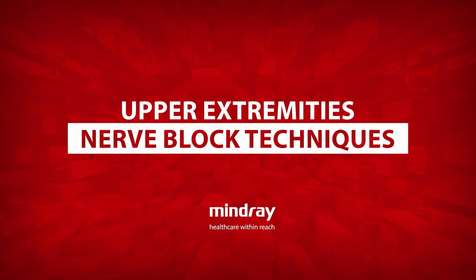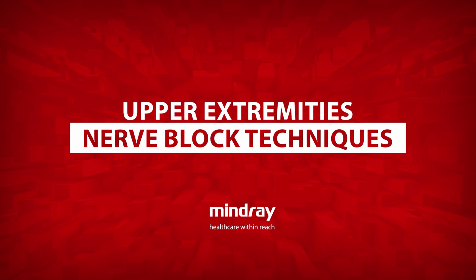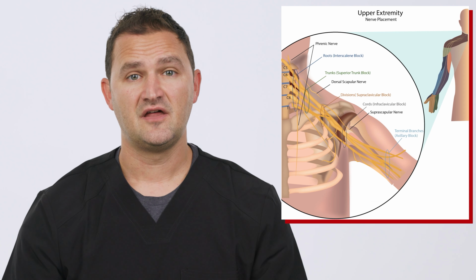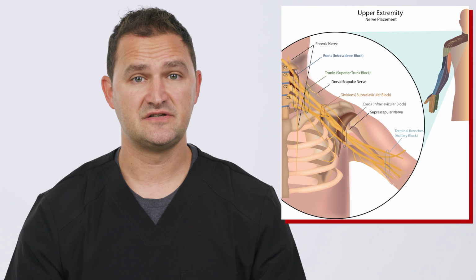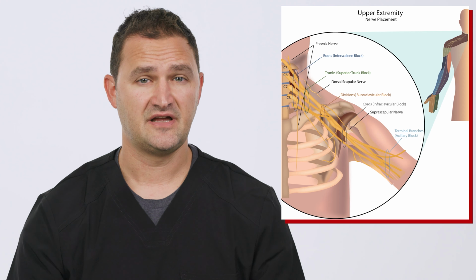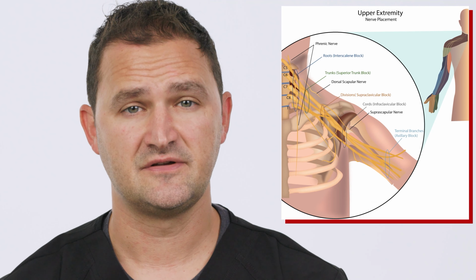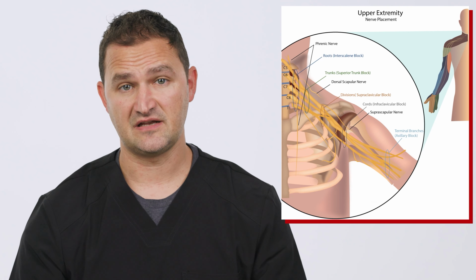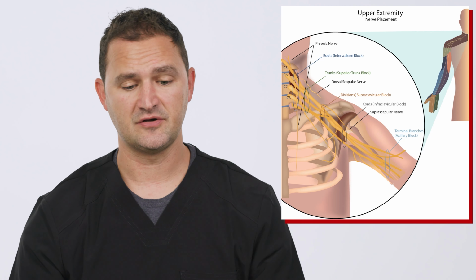Here we're going to be discussing the anatomy of the brachial plexus. In this image here, you can see the roots, trunks, divisions, cords, and the terminal branches of the brachial plexus. For the interscalene nerve block, we block the roots of the brachial plexus, whereas for a supraclavicular nerve block, we will block the divisions. A superior trunk block is just that.